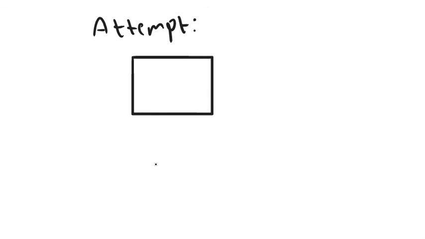So here's an example that you can attempt yourself if you want to. We'll just say that the length is 8 centimeters and the width is 3 centimeters. If you want to, try and calculate the area and the perimeter yourself, and then play the video and I'll go through the answers.